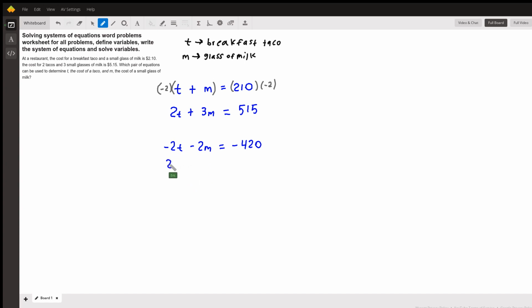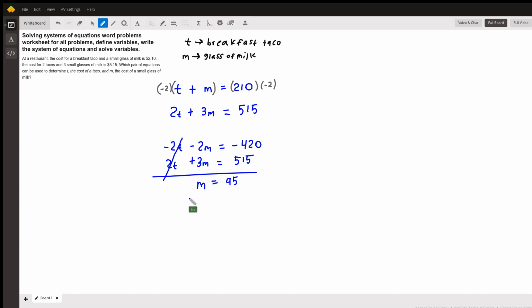And then we get 2t plus 3m equals 515. Now just simplify from here. -2t and 2t cancel out. -2m plus 3m simplifies to m. And -420 plus 515, I'm just going to grab a calculator. -420 plus 515 gives us 95. So m equals 95. Now, remember, cost is in terms of cents. So a glass of milk costs 95 cents.